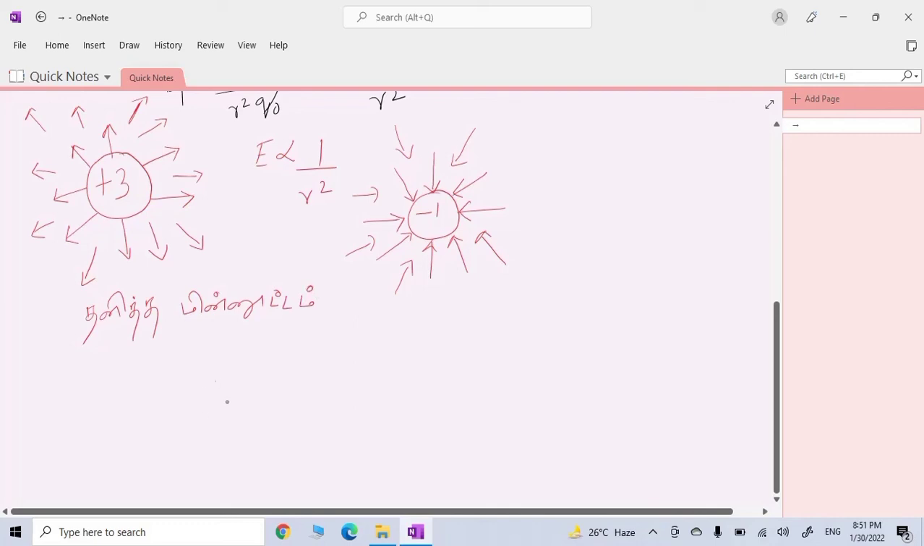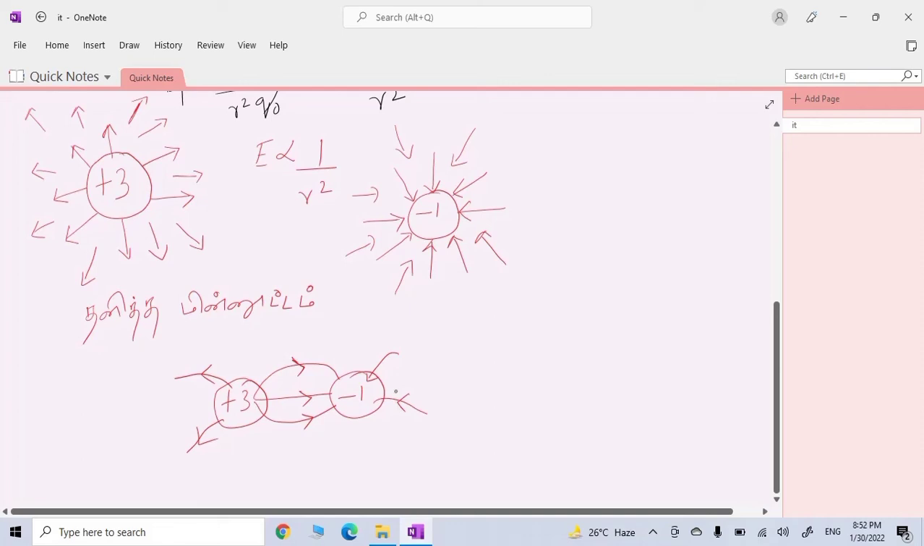Suppose, let's say, that this particular charge plus 3 is attracted towards another particular charge which is minus 1. Let us assume that they are close to each other. So the electric lines of force will be something like this. It will be directed away from plus 3 and it will be converging on minus 1.